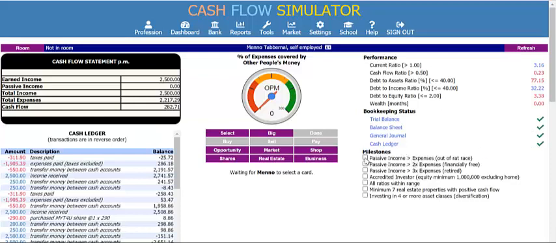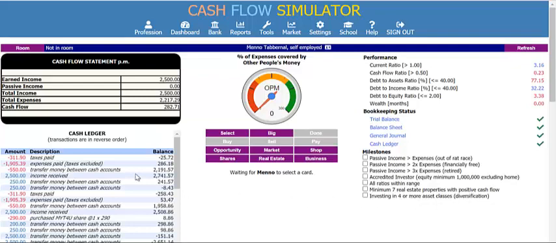And the milestones are what we want to achieve throughout the game. So we want to have passive income greater than our expenses, which means that we're out of the rat race, or passive income twice expenses, which means we're financially free. And if our passive income is 3 times expenses, then we can definitely retire. We want to be an accredited investor with a minimum equity of $1 million, excluding the own home. All ratios within range. At the moment, only 2 of mine are in range. And have a minimum of 7 real estate properties with positive cash flow. And we want to be investing in 4 or more asset classes and be diversified.